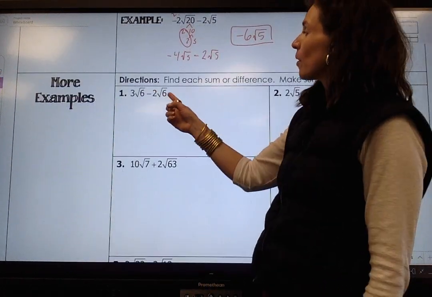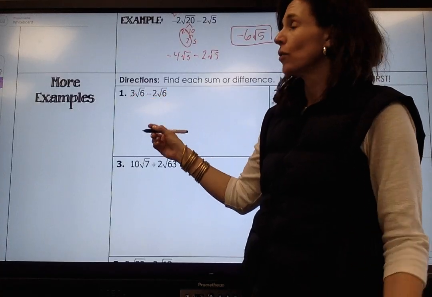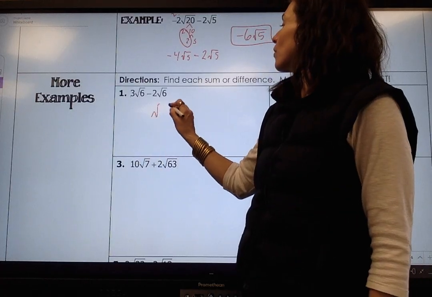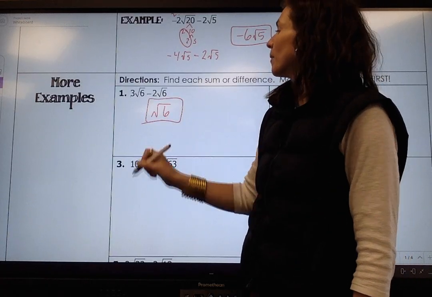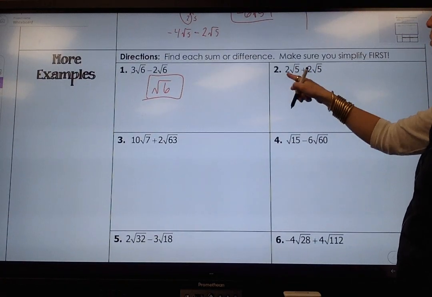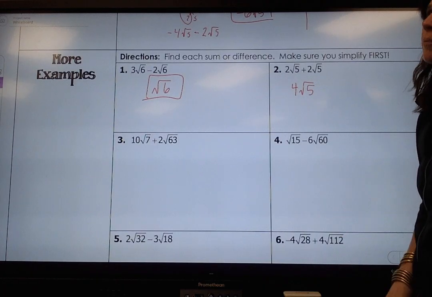So here, they're already the same. I look at my coefficients 3 and negative 2, which is 1. So I can either say 1 square root of 6 or just square root of 6. Okay, look at number 2, same radical. So 2 plus 2 is 4, and keep the same radical.